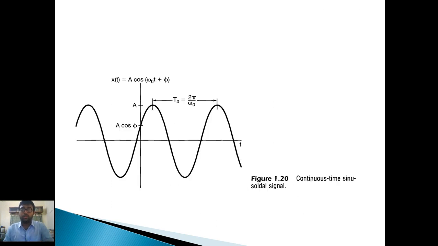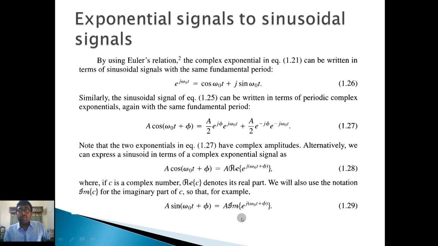You take a look. This is the time period that we have obtained from the previous slide, and this is x function of t equal to A cos omega 0 t plus phi. Okay, next slide. What we have done there is that e to the power j omega 0 t can be described as this: cos omega 0 t plus j sin omega 0 t.